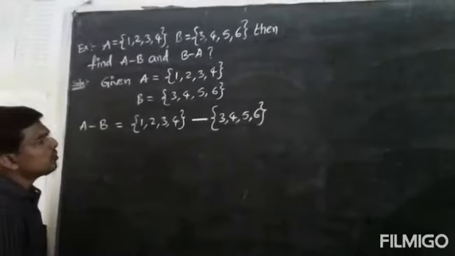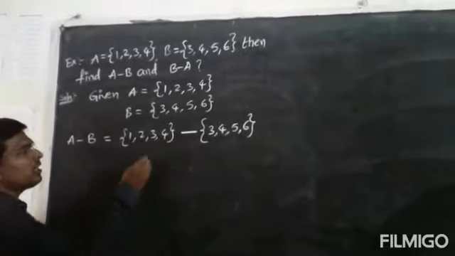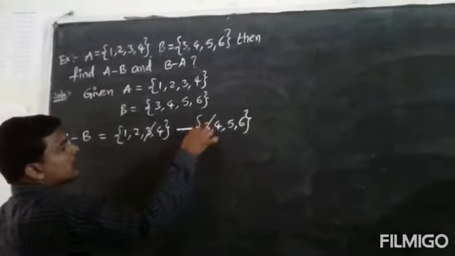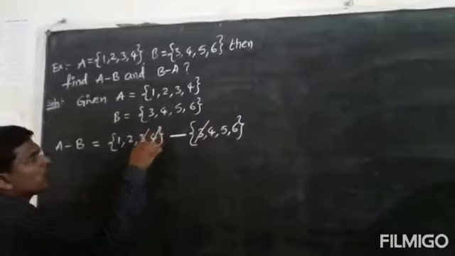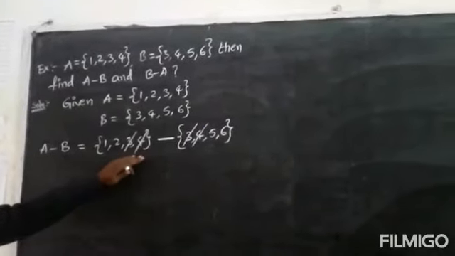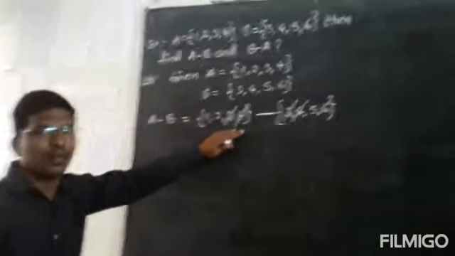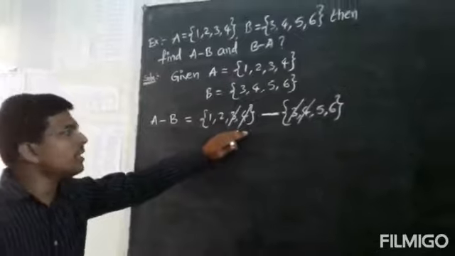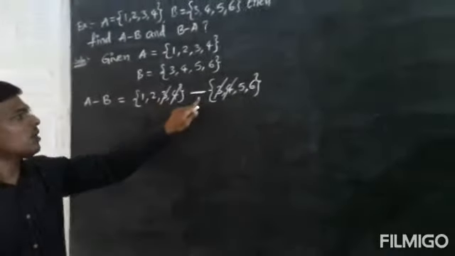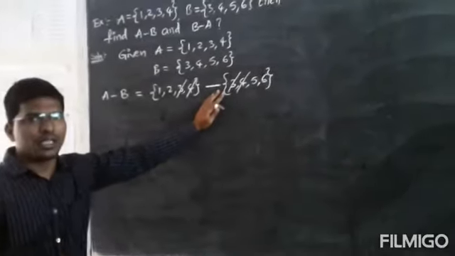Here what we have to do, just identify the common elements. What are the common elements here? 3. Next 4. So cut like this. This cutting is only applicable in difference only, not in the intersection. Please try to remember this one. So this cutting is only applicable in difference of sets only, not in the intersection of sets.